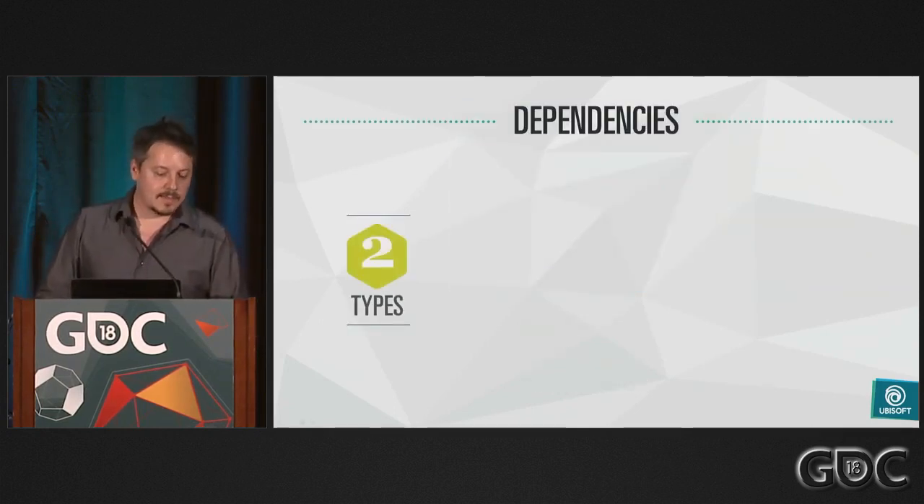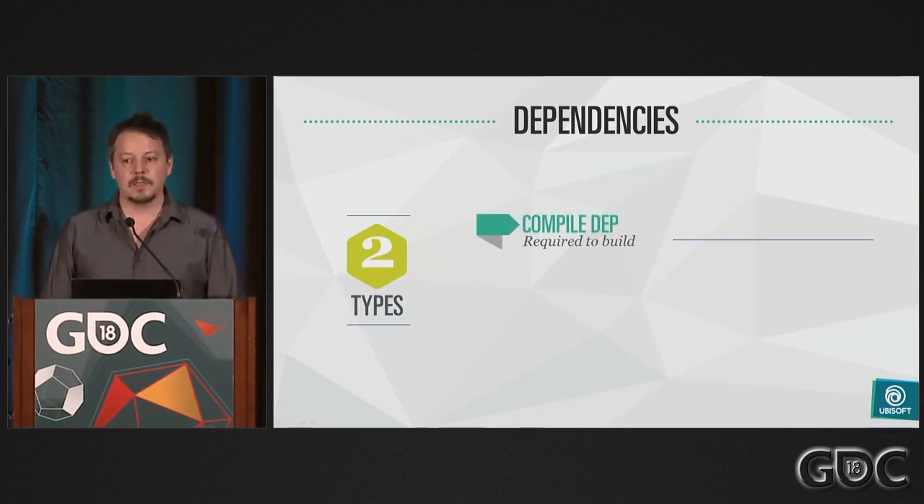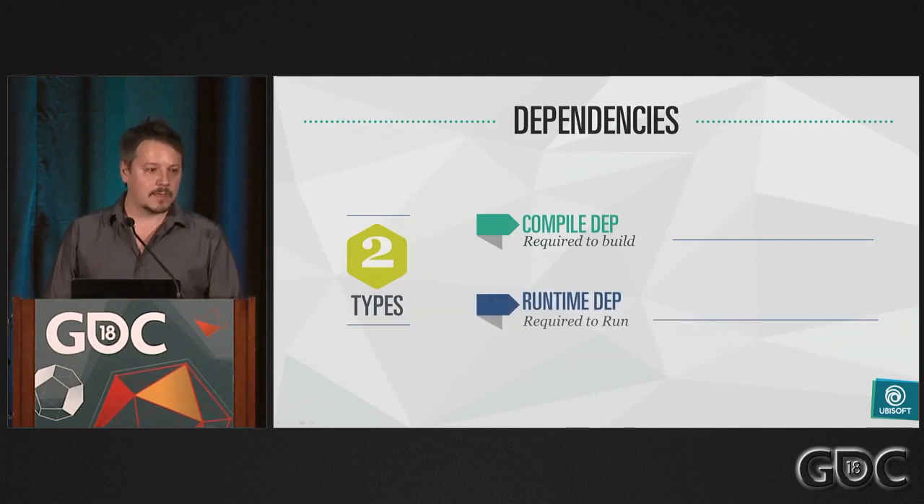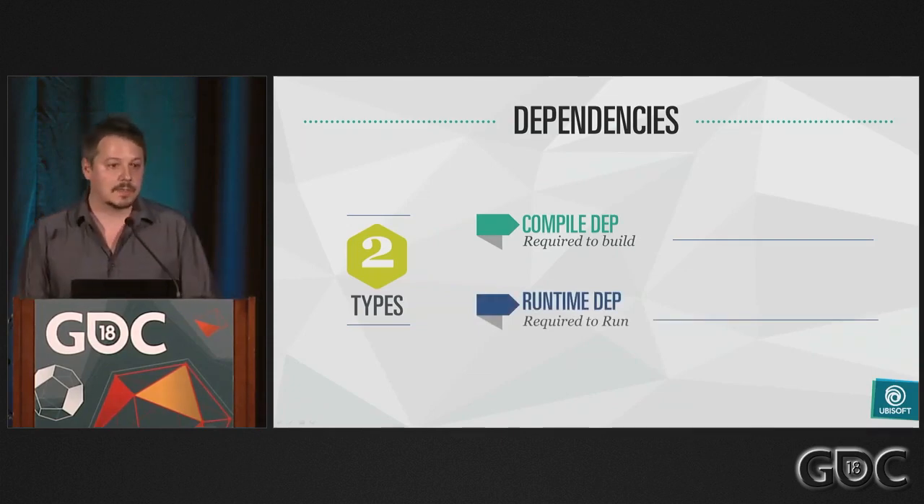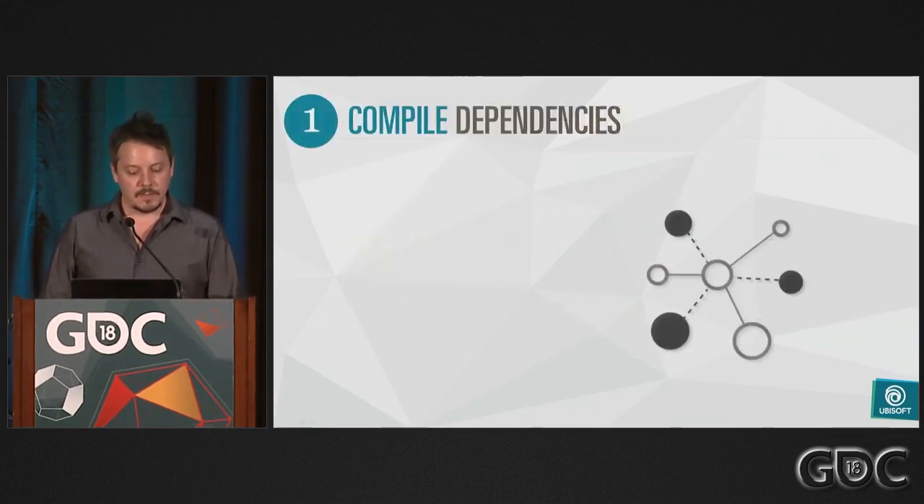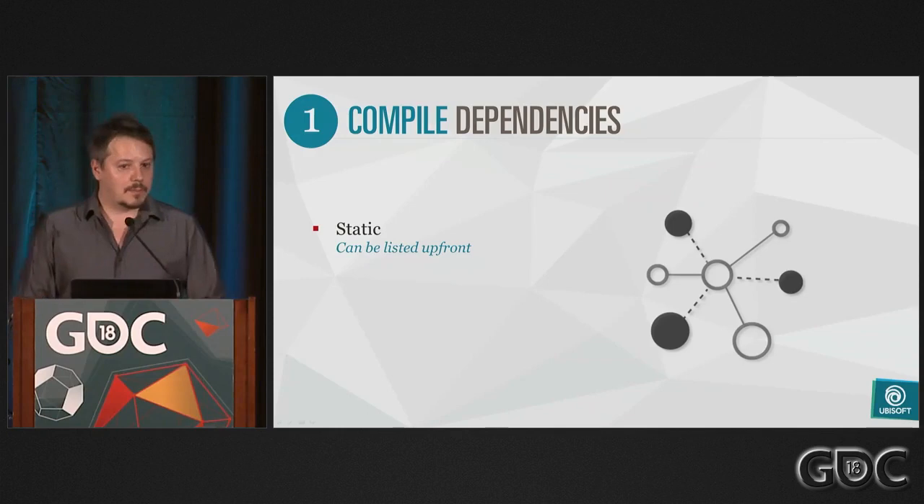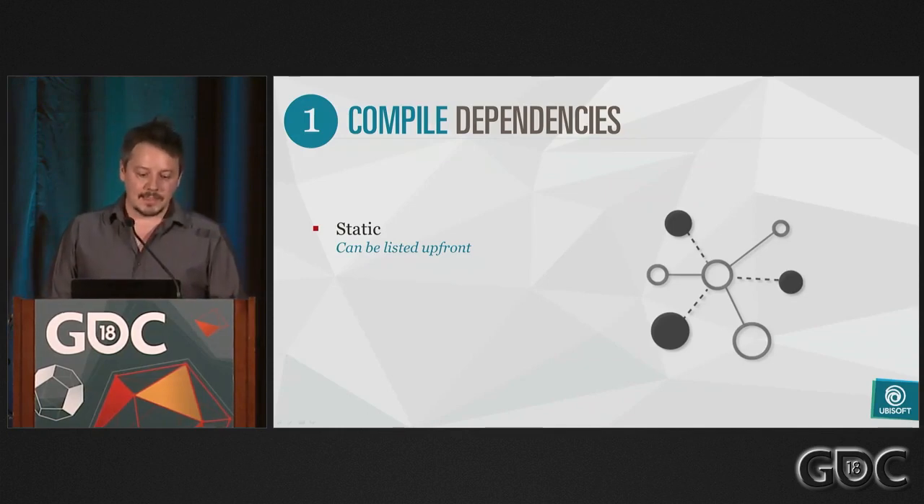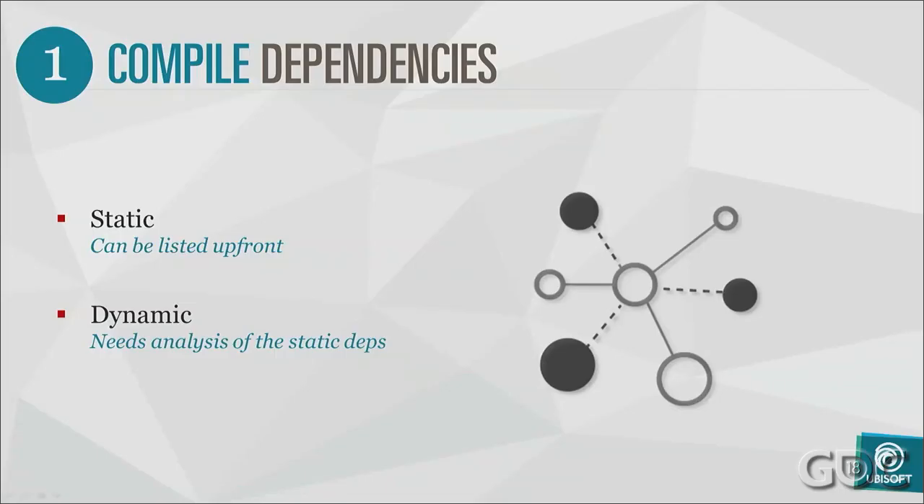Talking about dependencies, we can categorize them in 2 big families. What we can call the compile dependencies, the dependencies that need to be satisfied in order to build an asset and that have an effect on the outputs. And we can oppose them to the runtime dependencies, which are just simple references required to run. But let's look at this first family, the compile dependencies, all the dependencies that have an effect on the output. They can also be split into 2 categories, the static dependencies as opposed to the dynamic dependencies. The static ones are the ones that you can list up front.